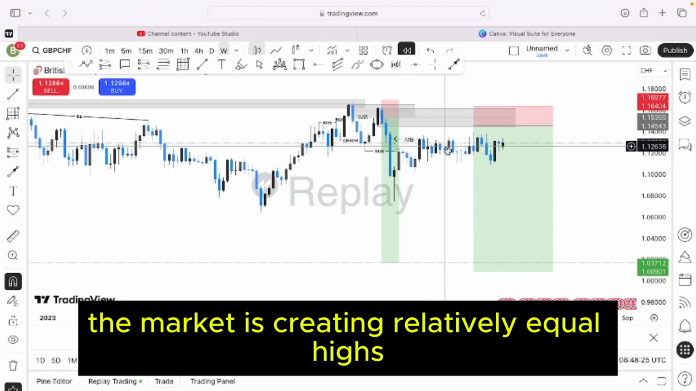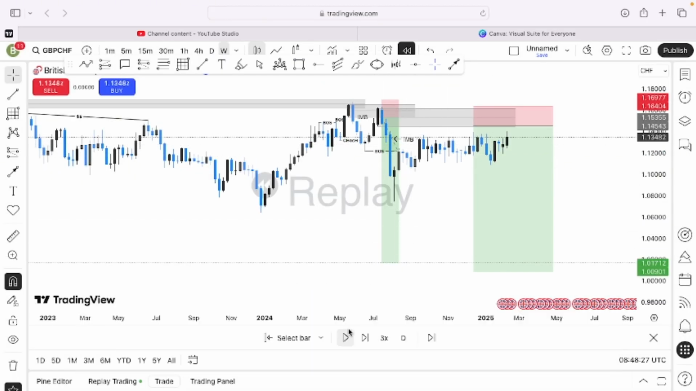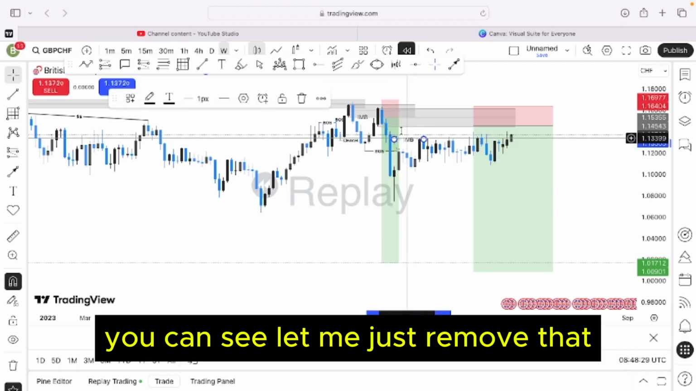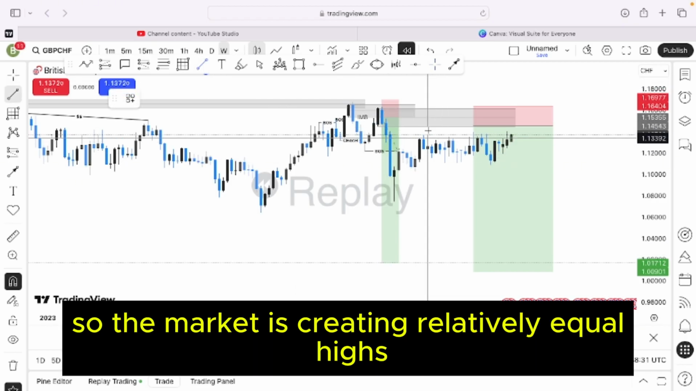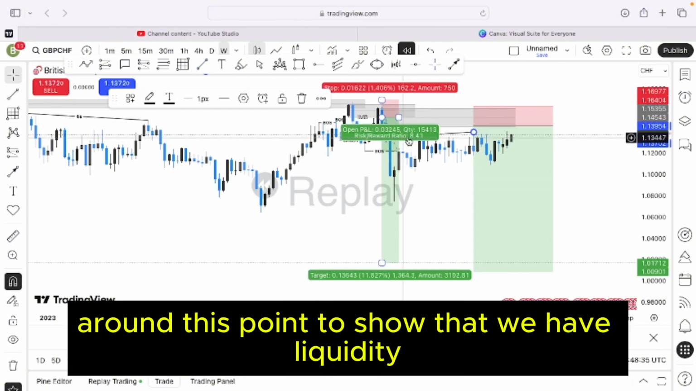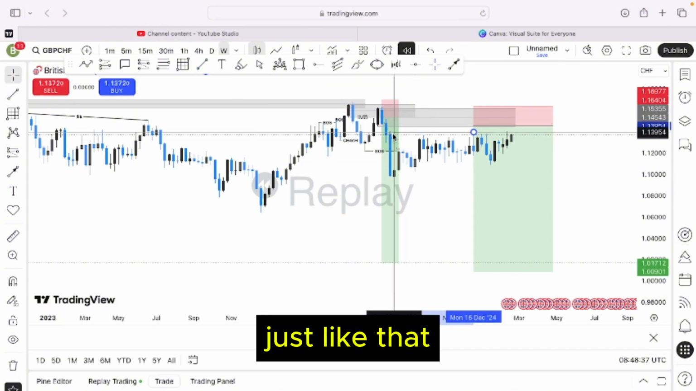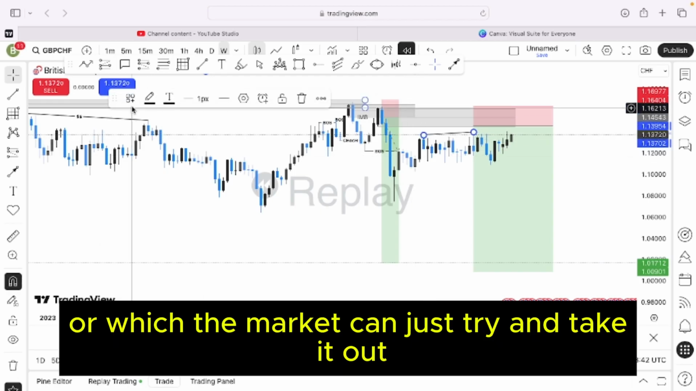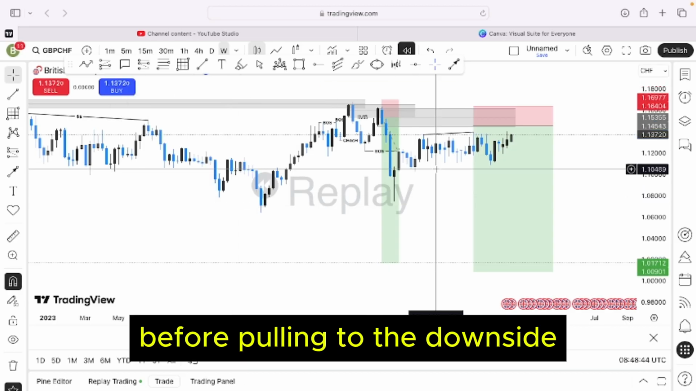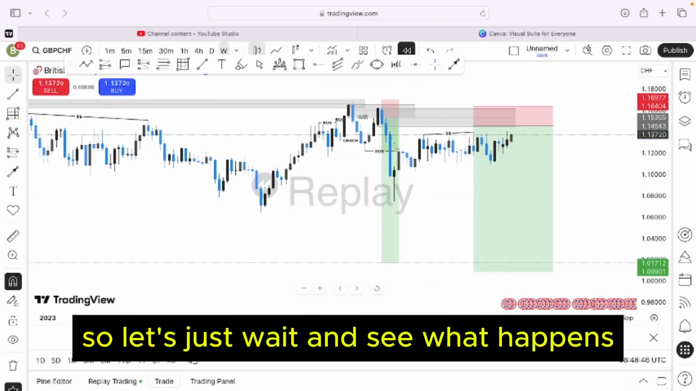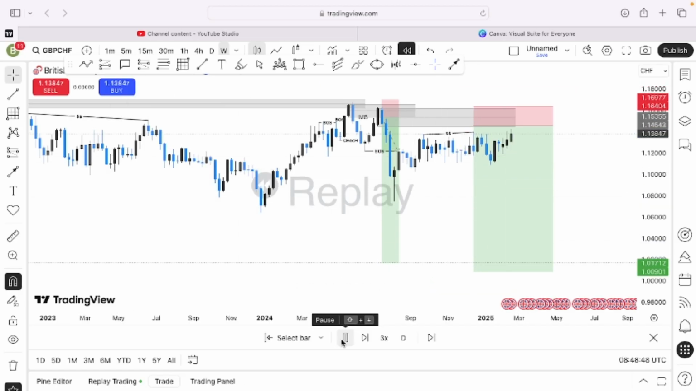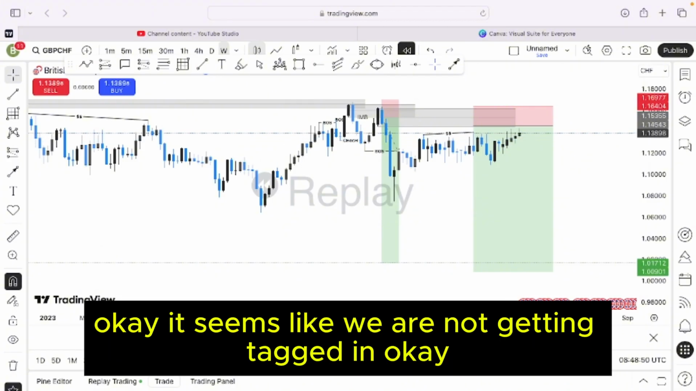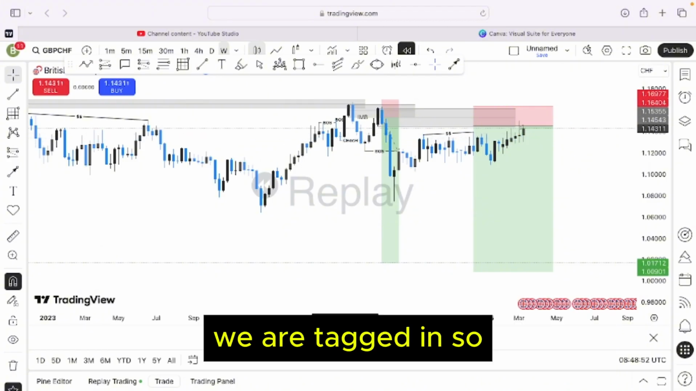And as you can see, the market is creating relatively equal highs. Let me just remove that. So the market is creating relatively equal highs around this point, to show that we have liquidity, of which the market can just try and take out before pulling to the downside. So let's just wait and see what happens. Okay, it seems like we're not getting tagged in. Okay, we are tagged in.